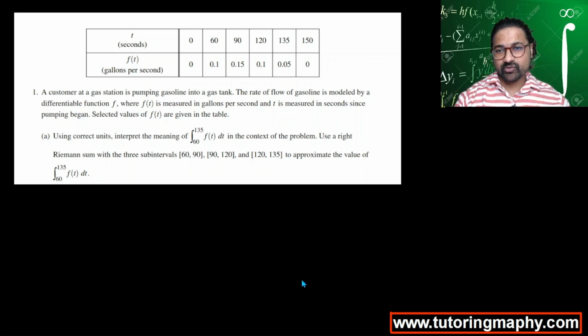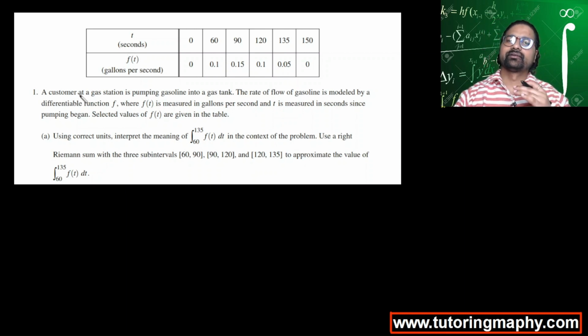This is the first question, first FRQ of the 2023 Calculus BC exam. This is part A, so the calculator is allowed. Let's start working on this question. This is based on integral calculus, application of integration.